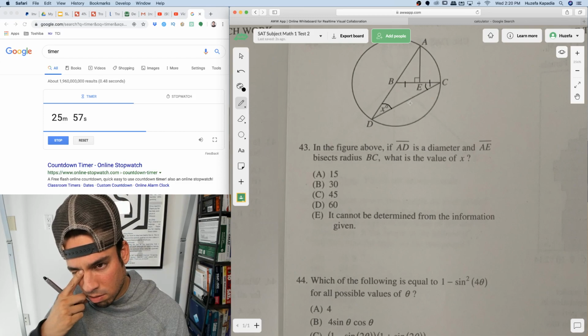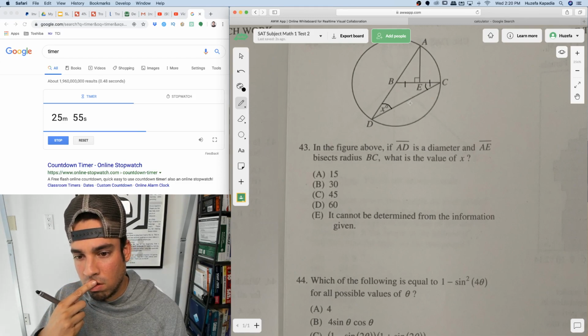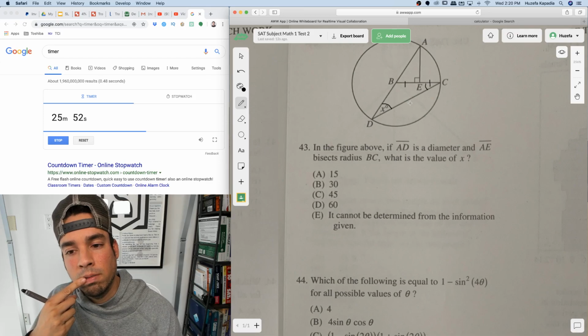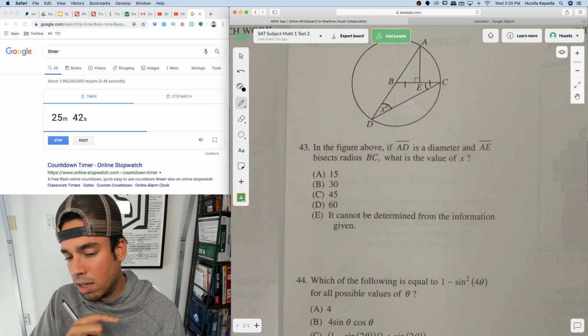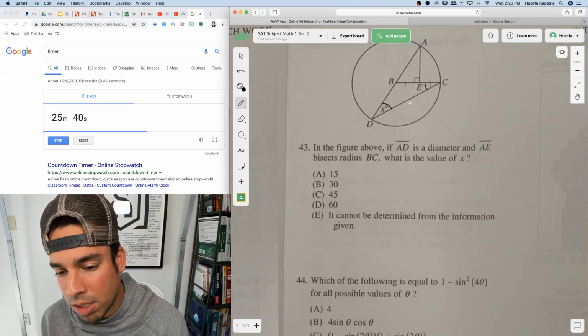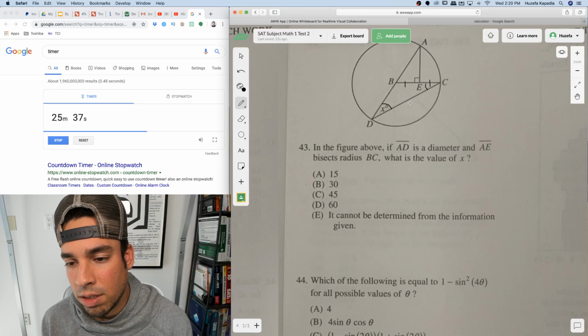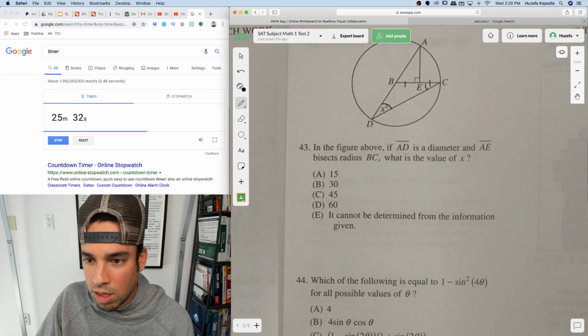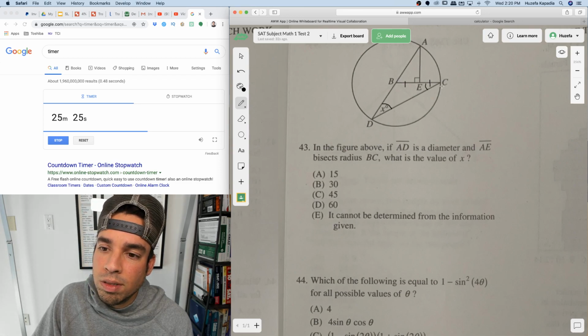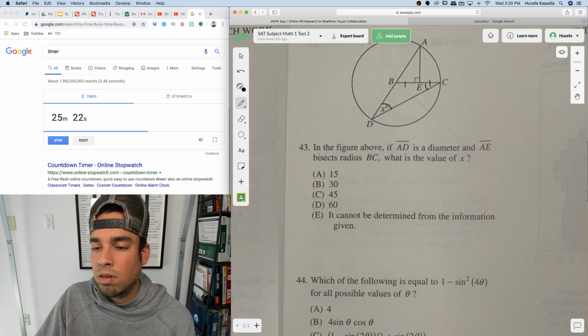Hold on. What? I want to say E, but it's normally never E. I mean, it can be sometimes. Hold on, let's think about this. So I know it's isosceles, and I know this is right. 180. This equals this plus this. That's cool.